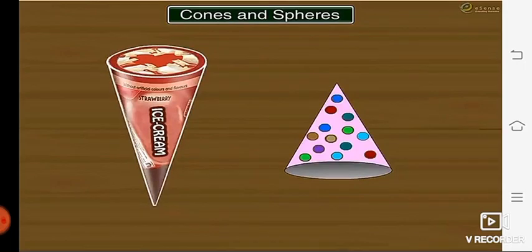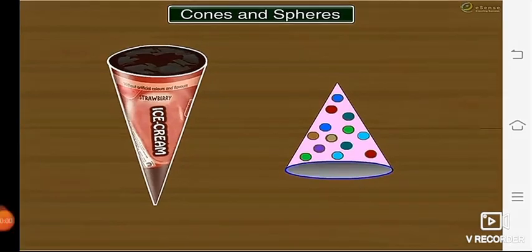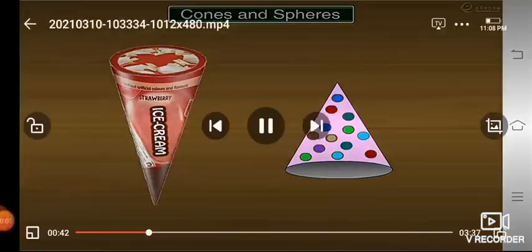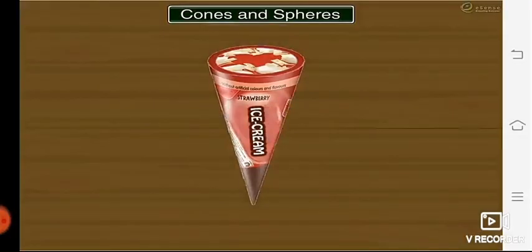This cone has been closed after filling ice cream in it. Its circular top is closed. The circular base of this cap is not closed. Just like the previous shape, the cone is also a three-dimensional shape. Now, observe this cone and tell how many faces and edges does it have.